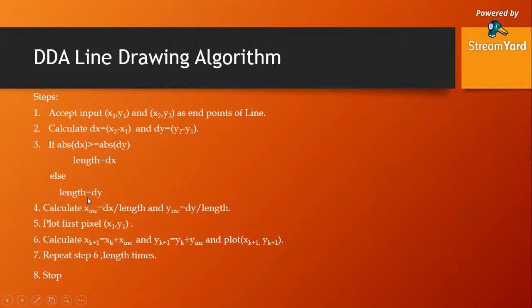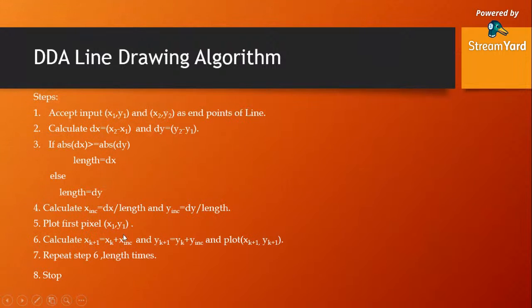Then calculate x increment. This is the increment factor, dx upon length. Suppose absolute dx is greater than dy, then length will be dx. So in that case, x increment will become dx upon dx, that is nothing but 1, and y increment will be dy upon dx. Then you can plot the first point, that is x1 y1. Then calculate x of k plus 1 is equal to x of k plus x increment. So you have to calculate the recursive points. Whatever answer you will get, that will become x of k again.